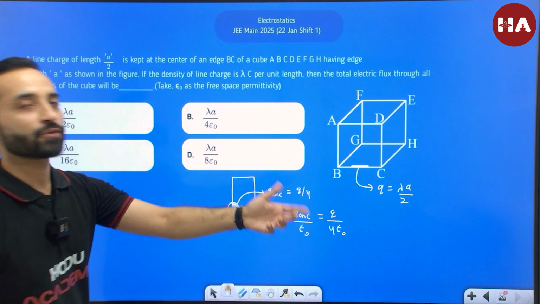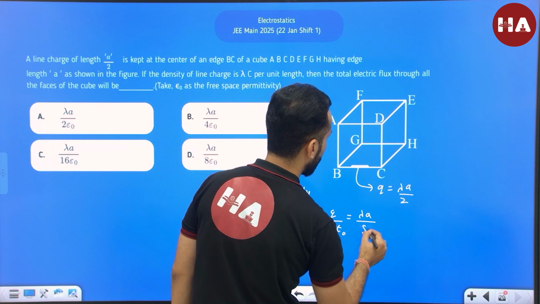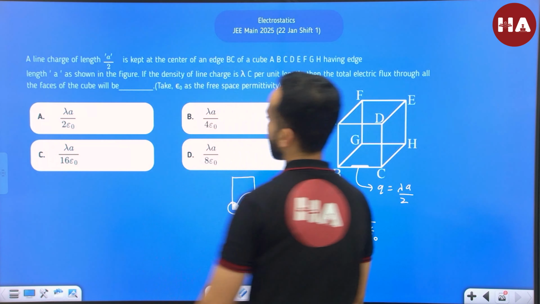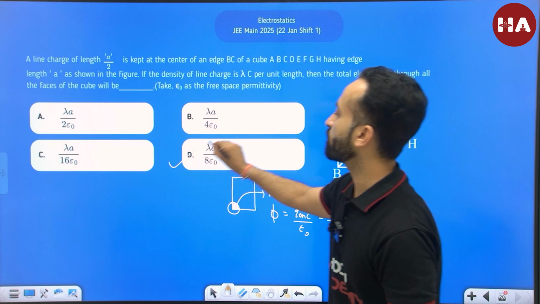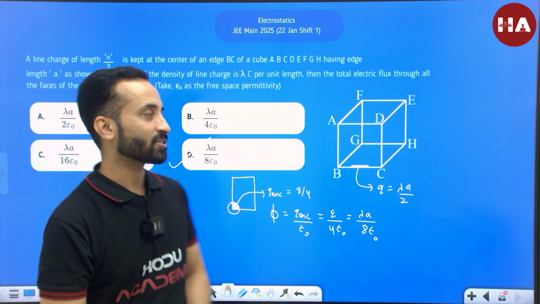Now what is the value of q? So it's lambda a by 2. So this becomes lambda a by 8 epsilon naught, my dear students. That's what they are asking, the total flux of all the faces. I think the correct answer is option D, and so should you.